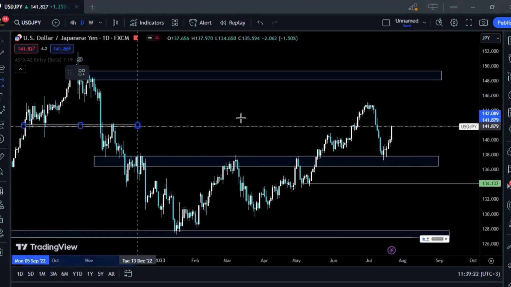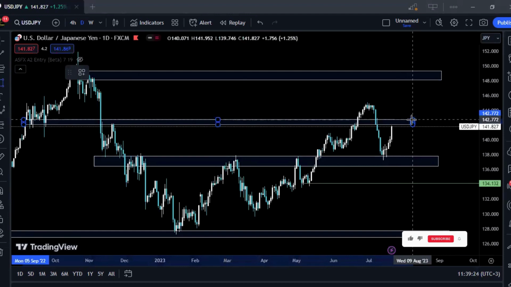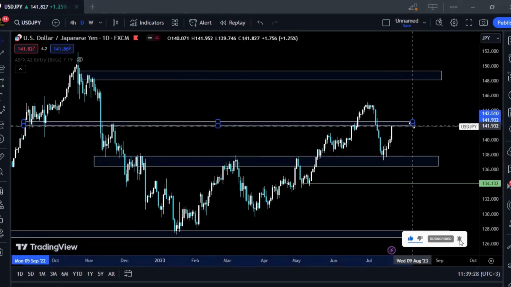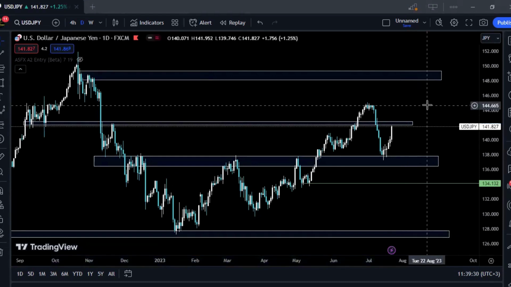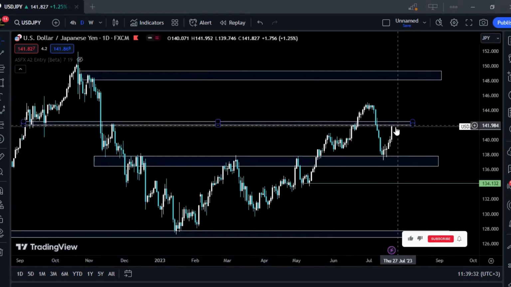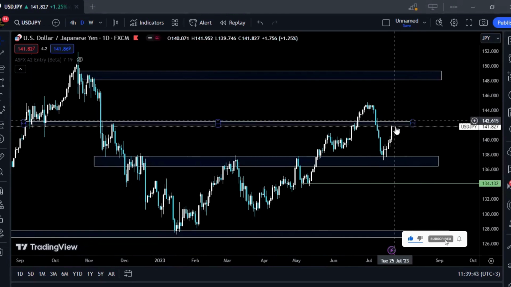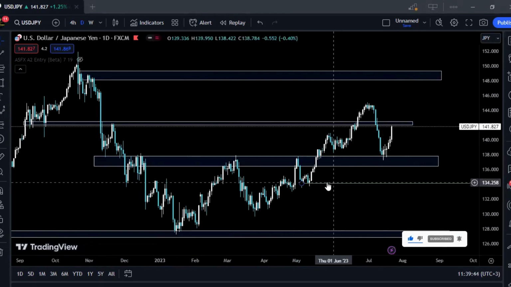So with USD JPY, I'm going to anticipate to see prices start selling from this market structure here, where prices are approaching. I'll be looking for sells. As you can see here, in the past it has been used as a support, and here I'll anticipate it to be used as a resistance, and then from there I'll be looking for prices to start dropping down, start selling.